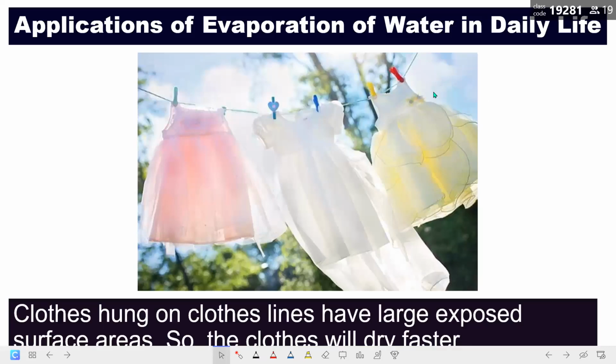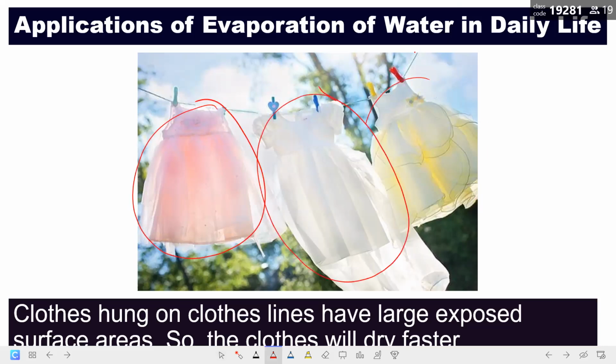When you put your clothes to dry, some of you don't hang it properly. You need to put it at the tip. Some of you put it in the middle. When you hang it and clip it in the middle, then the other side doesn't get dried. So you always have to clip it at the top, so more surface area is exposed here. All right, so clothes will dry faster.